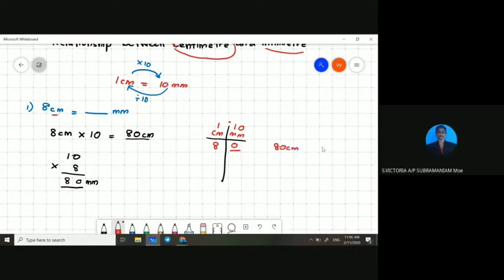When we do the T method, we can get 3 types of answer. First, we can write in centimeter. Second, sorry, I did wrong. This is not centimeter, it is 80 millimeter, right? So we will get 80 millimeter. When we do the T method, we can get 3 types of answer. We can write our answer in centimeter, in millimeter, and also in centimeter and millimeter.